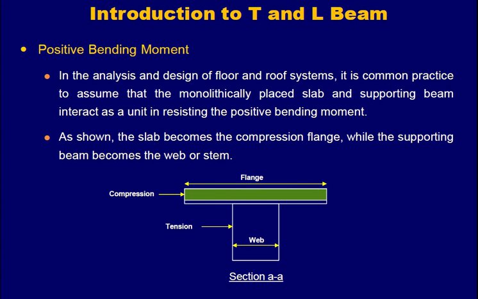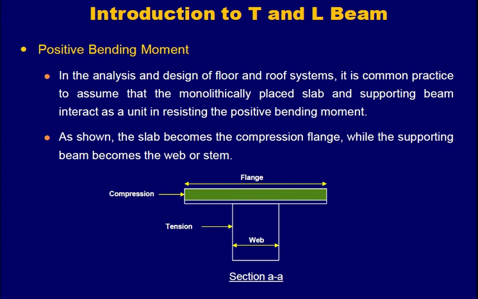So we understand that in case of negative bending moment, there is no problem or issue regarding the behavior, whether it is a T beam or a rectangular beam, because the bottom of the beam, which is completely web, is in compression, and you have designed it as a singly reinforced beam. But in the positive bending moment, the top of the beam is in compression, and the top includes part of the slab. So in that case, you have to be careful.